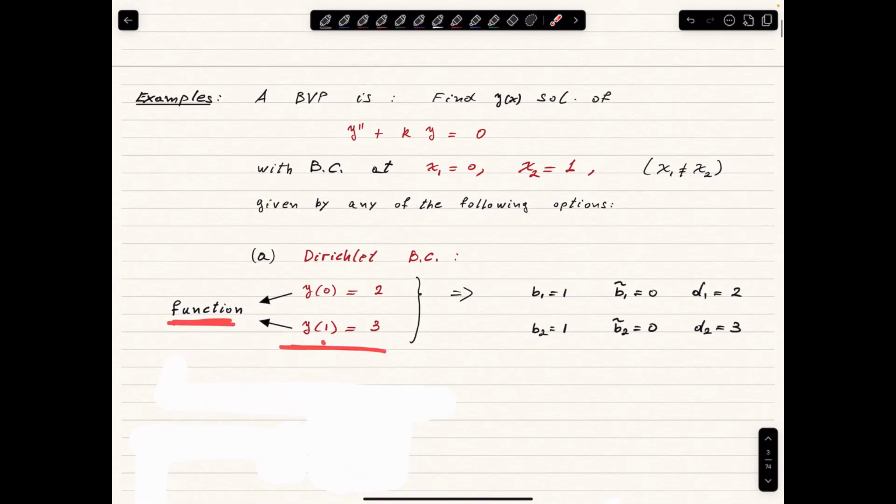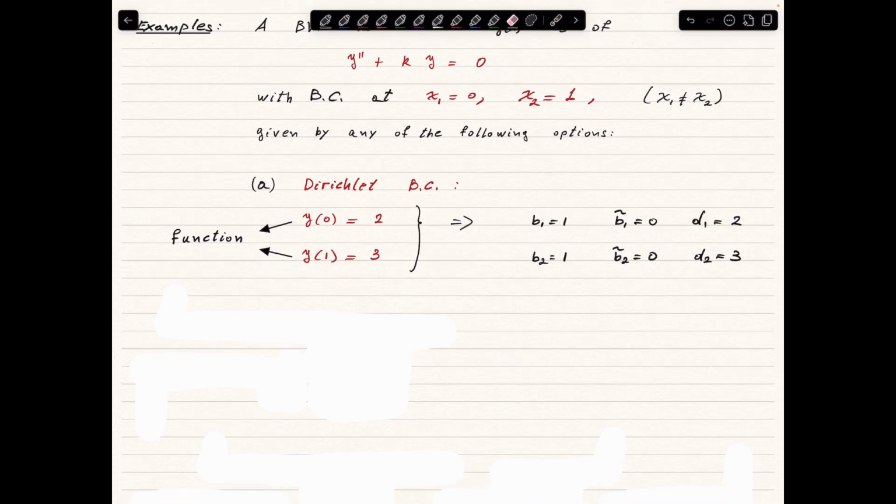This condition is called Dirichlet boundary condition because it was Dirichlet who solved a problem with similar boundary conditions for the first time, for an equation similar to the heat equation.